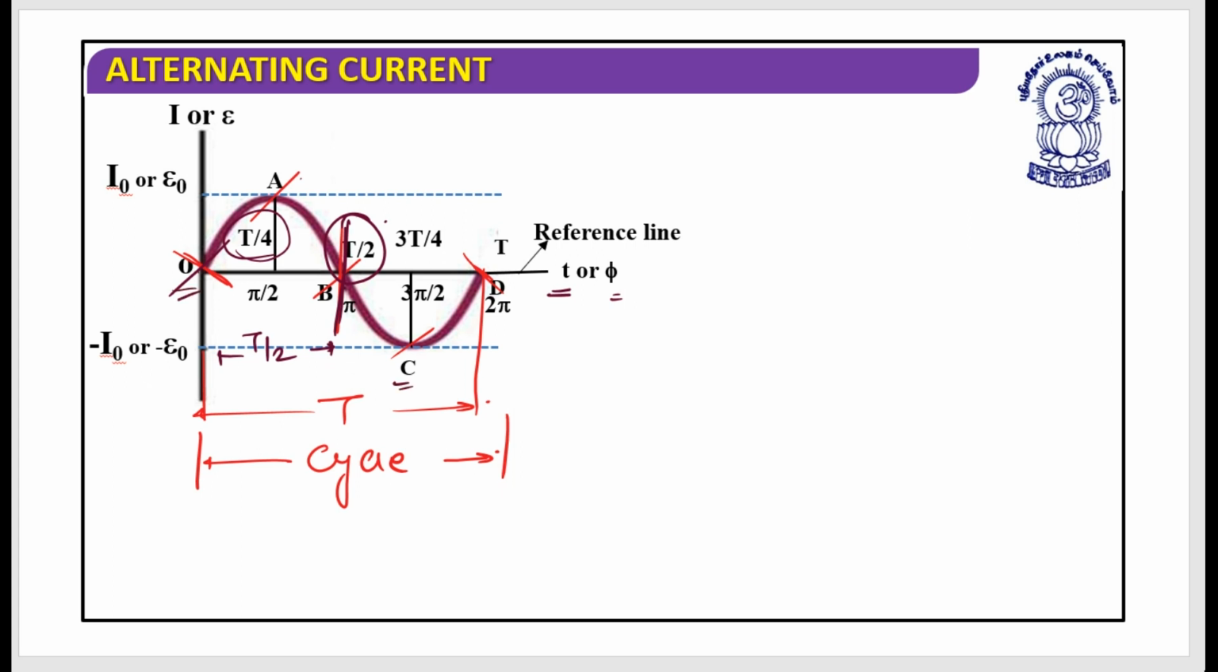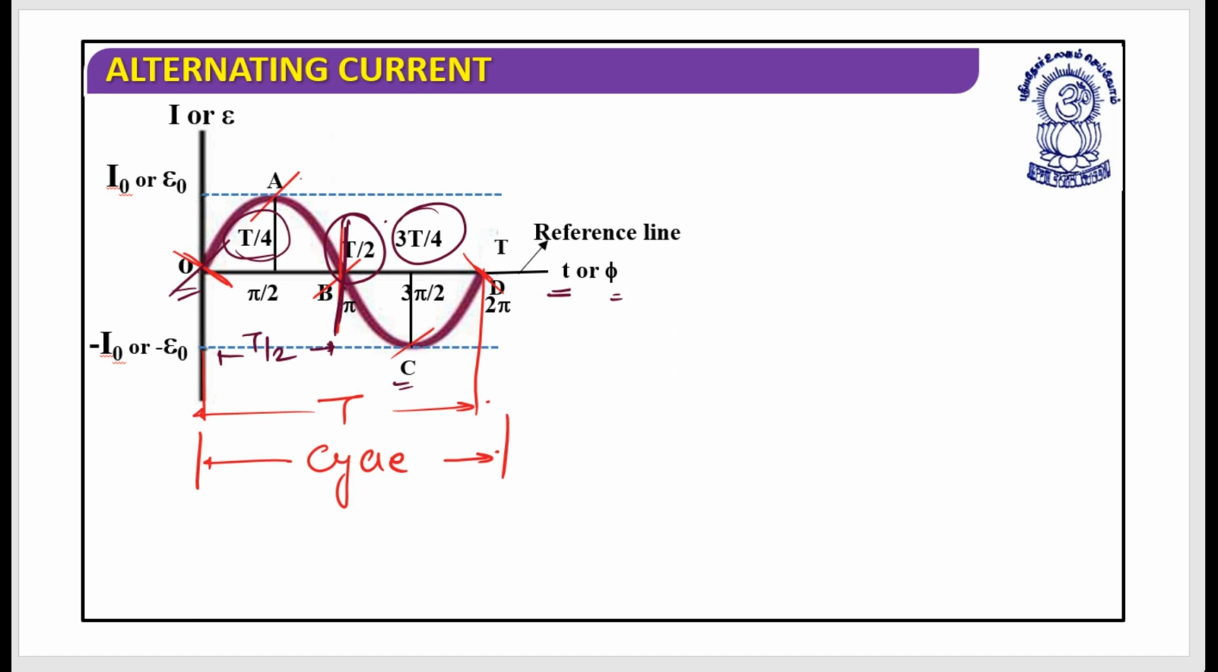0 to C, it's 3/4 of the cycle, so this is denoted as 3 by 4 of T. I hope this is clear. Is it clear? Any doubts? No? Great. So this is one of the references with respect to time.